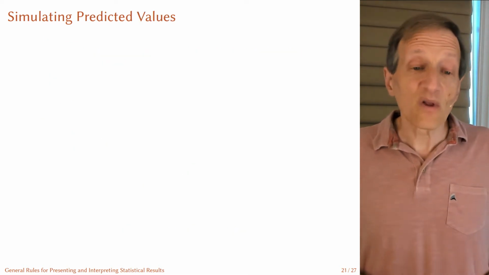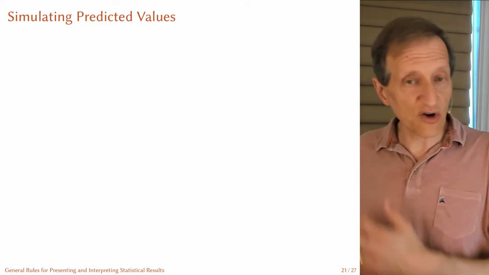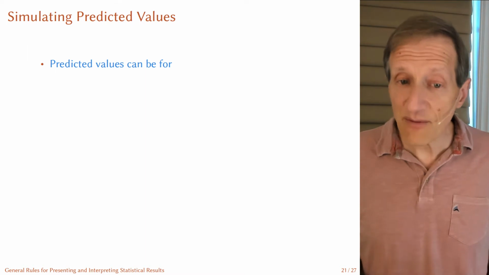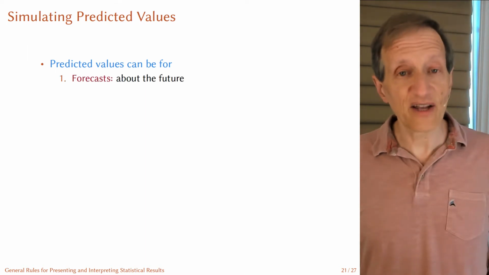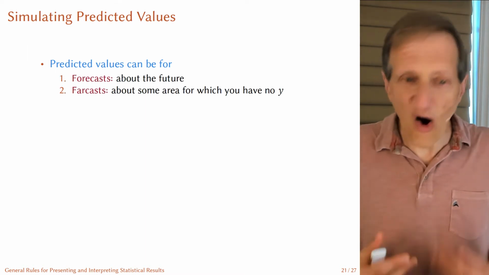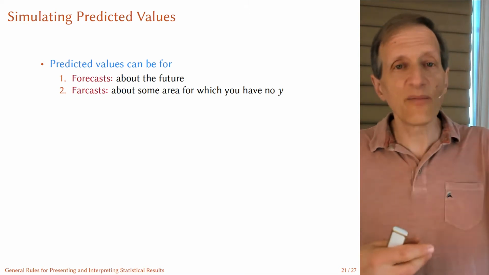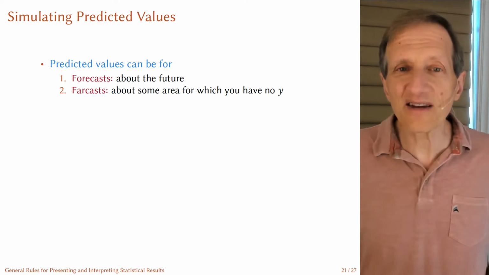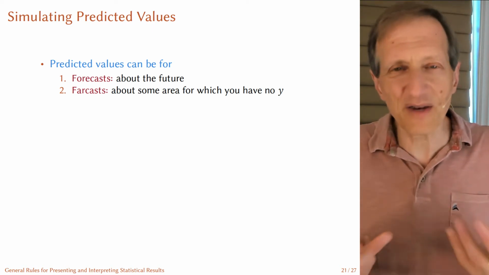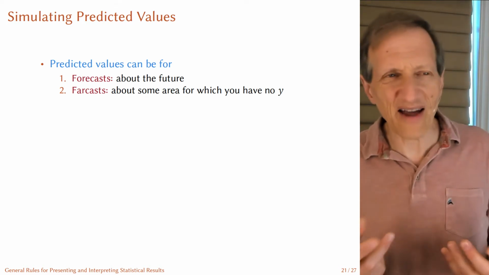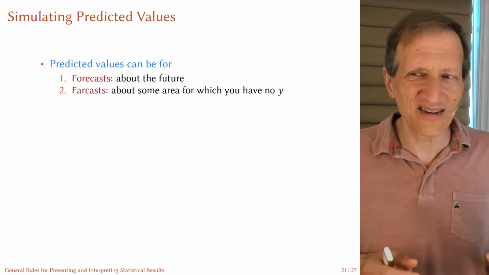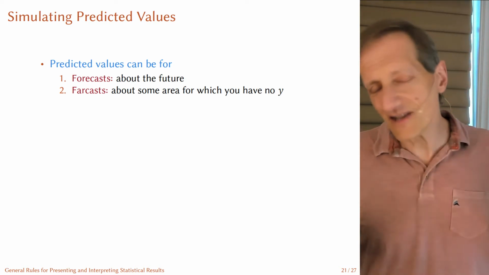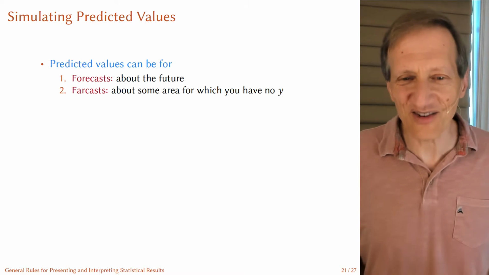Okay. So let's talk about simulating predicted values, then we can talk about simulating expected values. Predicted values can be for forecasts about the future. They can be about farcasts, as I call them, which is for some area, perhaps some country, for which you don't have data. So you can make a farcast for that, which is sort of like a forecast. It's not really fundamentally different than a forecast, except that you know it actually exists, and we don't really know for sure that the future is going to even exist. But with that technical aside, they're essentially the same thing.